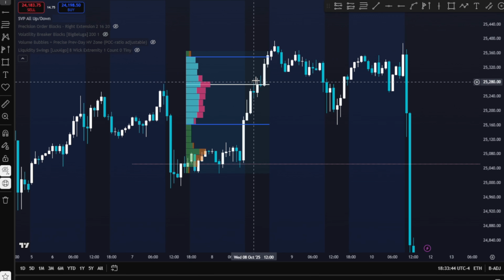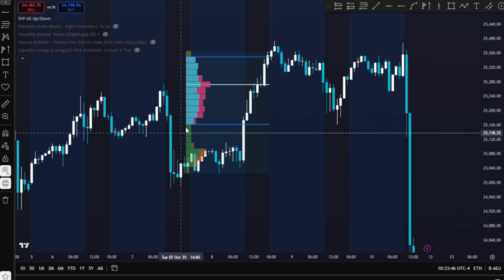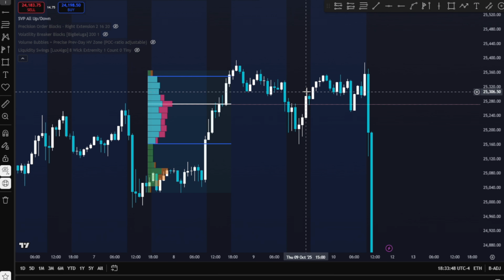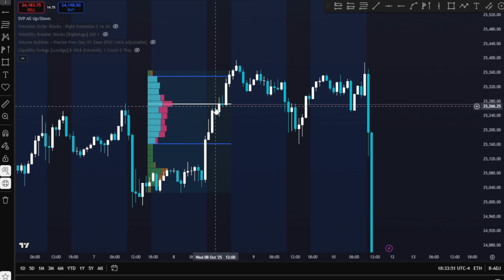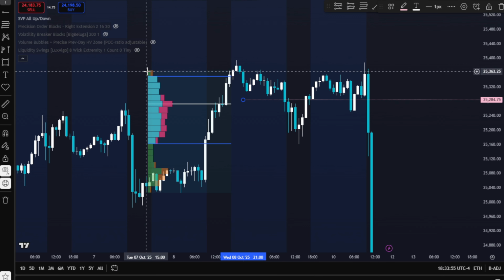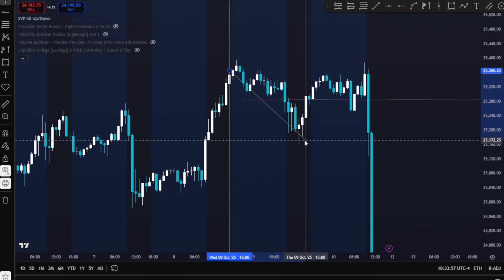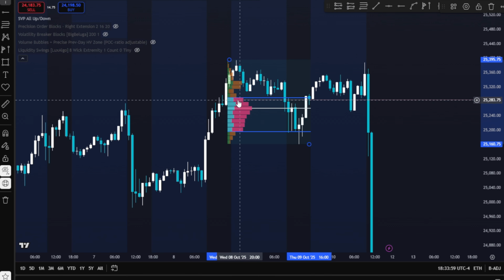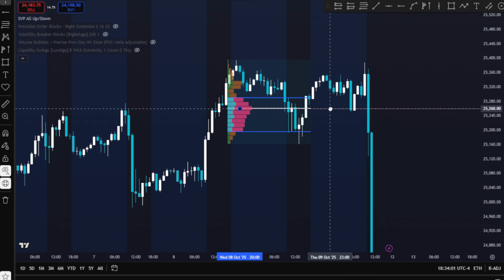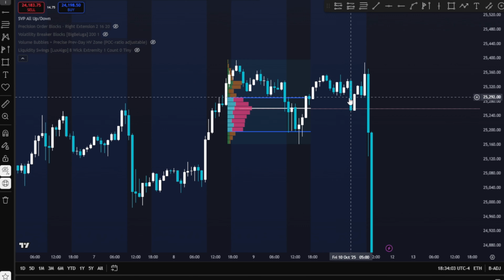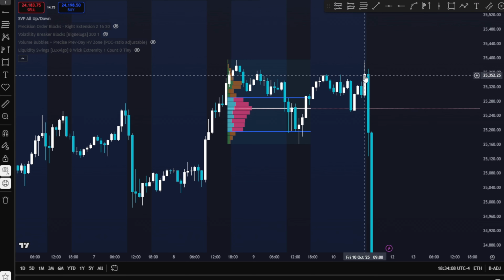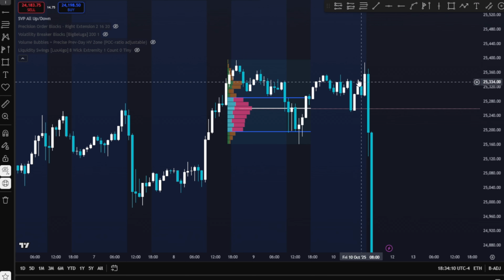Next day, same thing. Point of control, where does the liquidity draw towards? The point of control, right? Same thing, next day. Point of control. Price returned to the point of control, respected it, and then bounced higher, right? And then coming back down.